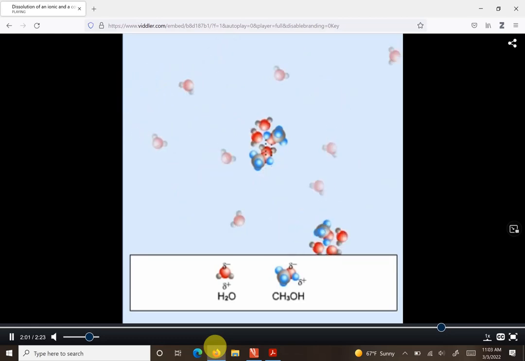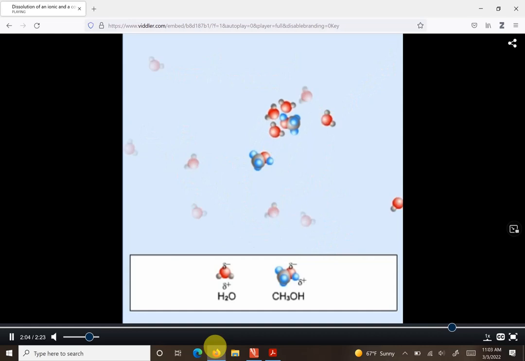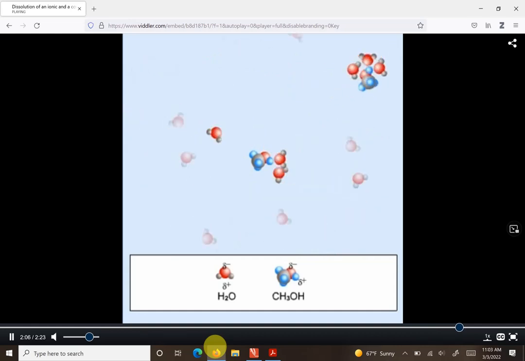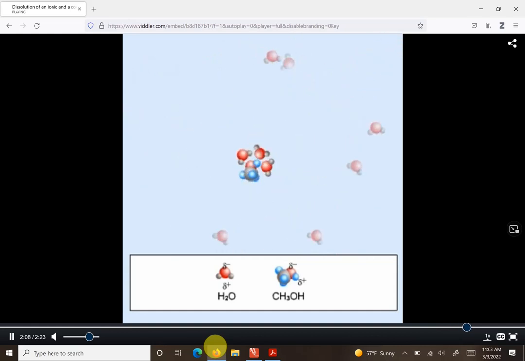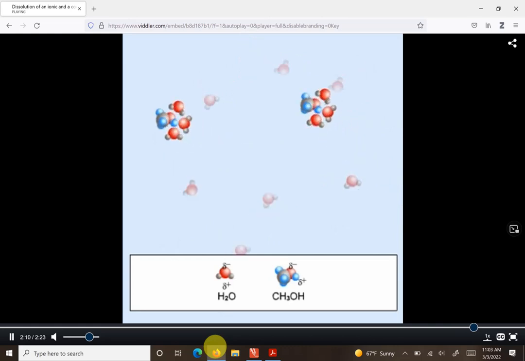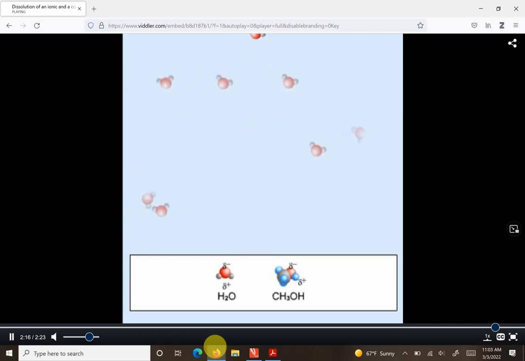But you'll see this time that the molecule is not breaking up. You're not forming positive and negative ions. You're not breaking any bonds. You're just surrounding it with water molecules, separating the molecules from each other, and that's the process of dissolving something at the microscopic level. So there's a key difference between ionic compounds and covalent compounds at the microscopic level when they dissolve in water.